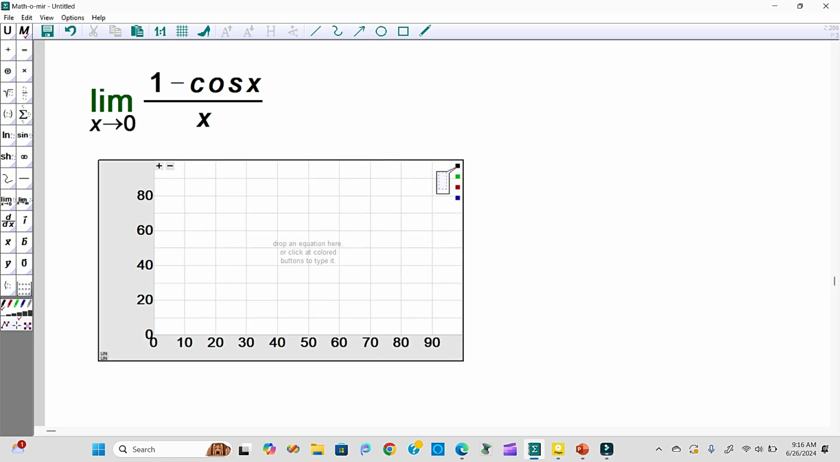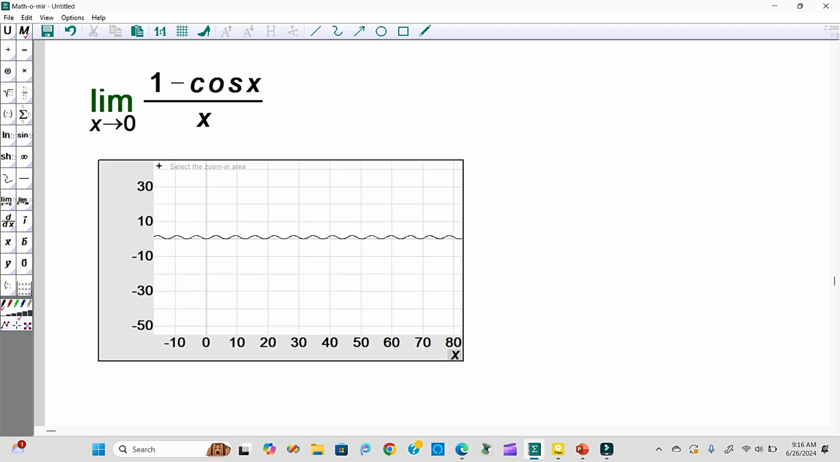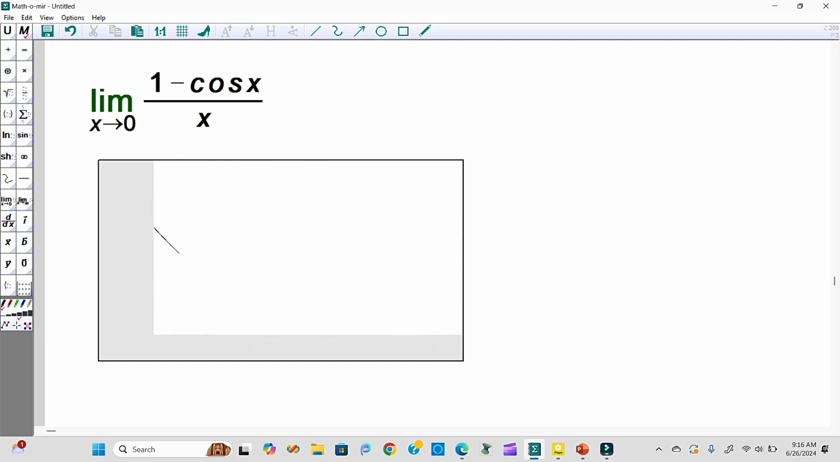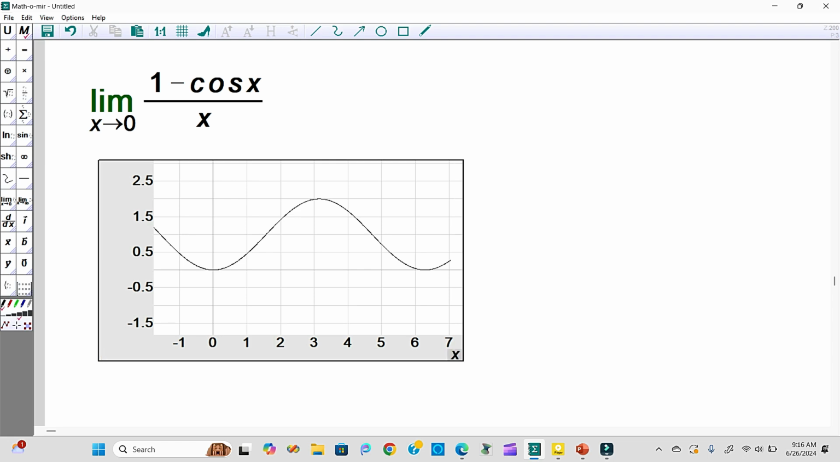Check this out over here. So we'll do here 1 minus cosine x. Okay, we want to graph that. So that looks like this. Let me zoom in around the origin a little bit. It's kind of interesting. So it looks like this, 1 minus cosine x.